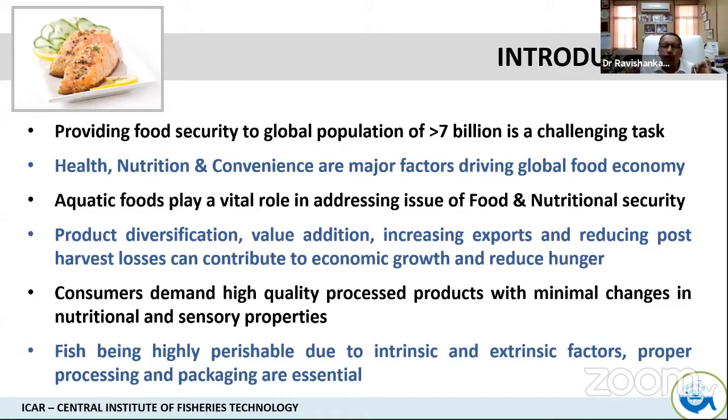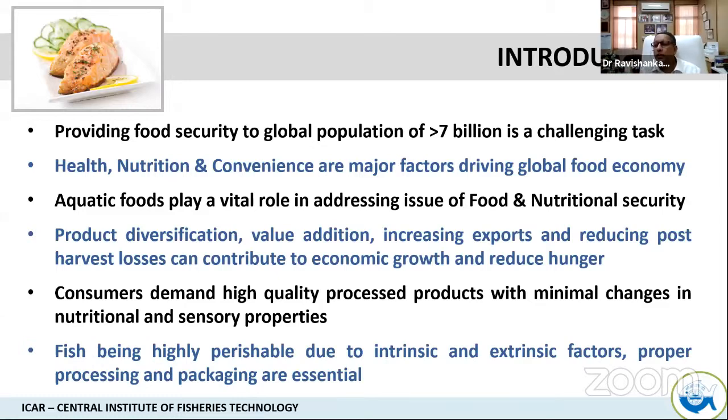So when we are talking of aquatic products, what we need to do is product diversification. We need to add value. We need to improve the exports and all. And yesterday the registrar was mentioning the post-harvest losses. See, that's really too much of a problem. We talk about 15%, 20%. So all this has to be reduced.